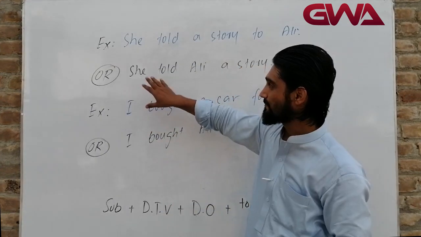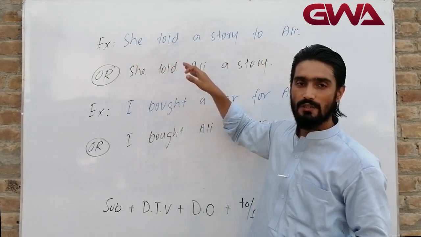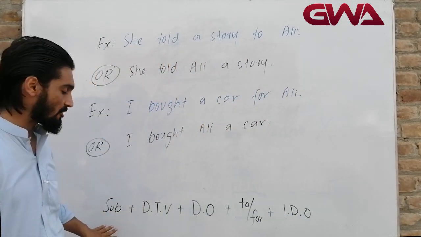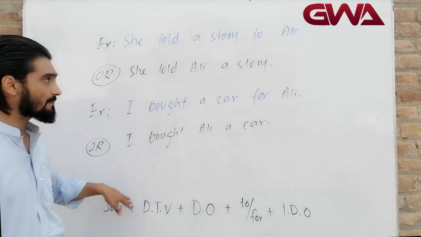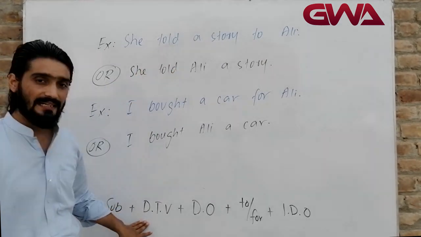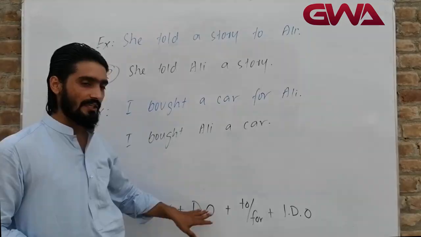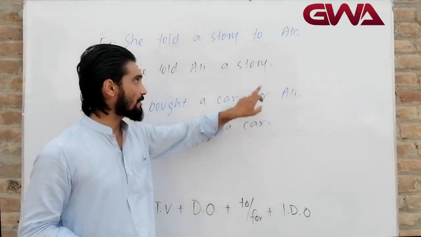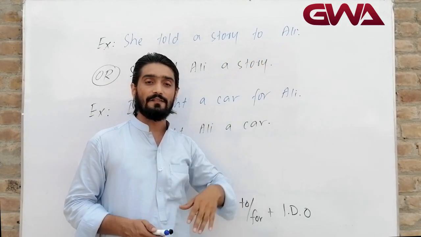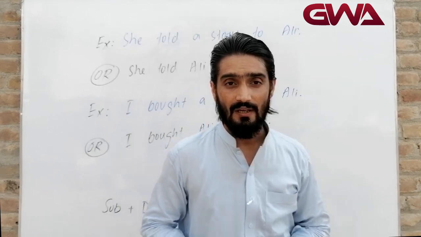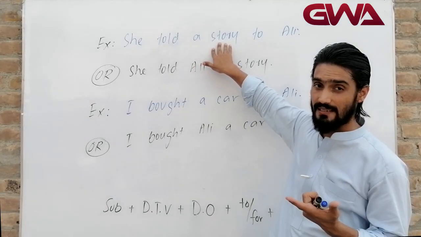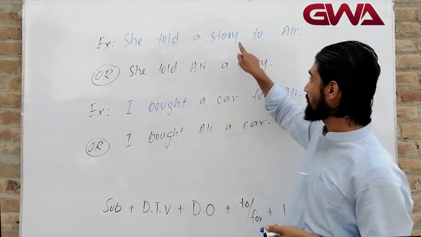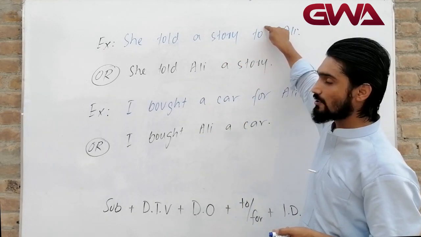Examples. She told a story to Ali. According to the structure, she is a subject, told is a ditransitive verb, a story is the direct object, then a preposition to, and then we have the indirect object. Now, this is the formal way to say. We can also say it informally by removing the preposition to.